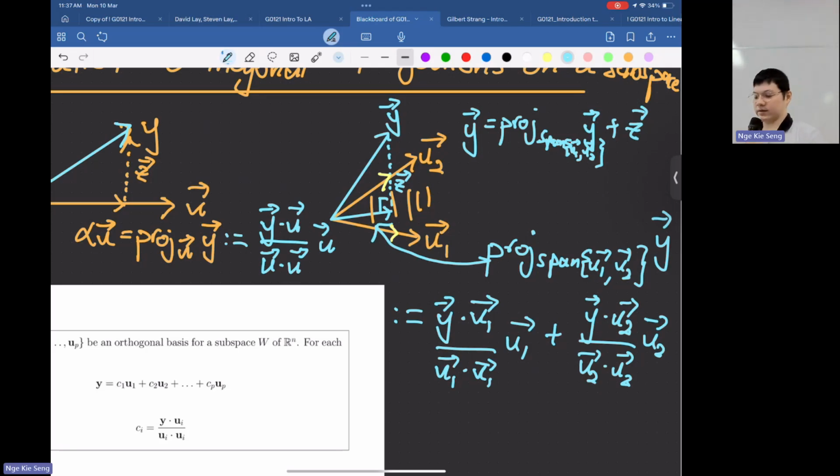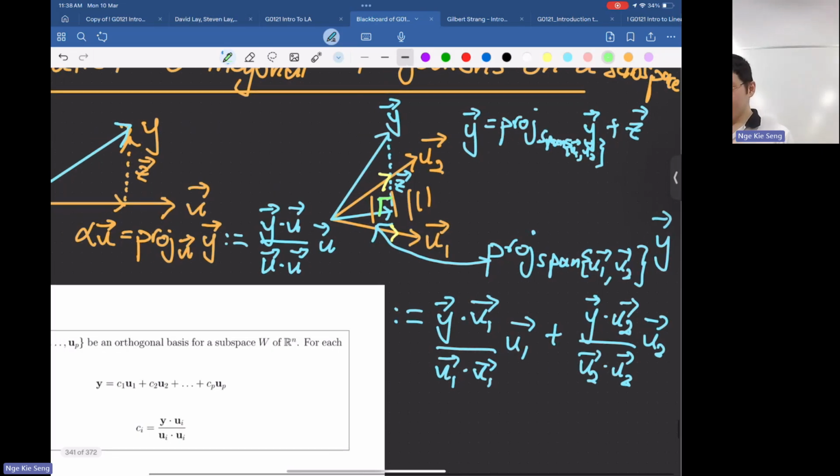Okay, the projection part and z part. So what's this extra condition here? You need to check whether this z is orthogonal to this proj or not.